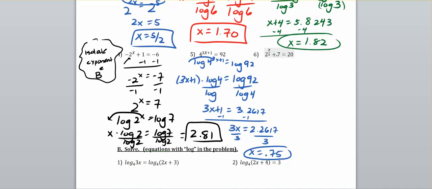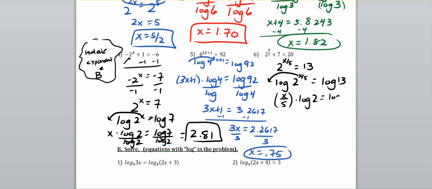All right, number 6, the first thing you should have done is to isolate the base to the power. So if I subtract 7, I get 2 to the x over 5 equal to 13. I'm going to take the log of both sides because my x is an exponent. And I know if x is an exponent, if I take the log of both sides with properties of logs, I can bring whatever the exponent is out front. So I'm going to bring that out front, and now I'm solving for x, so I'm going to divide by log 2.